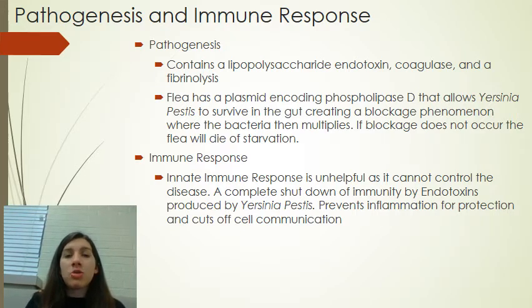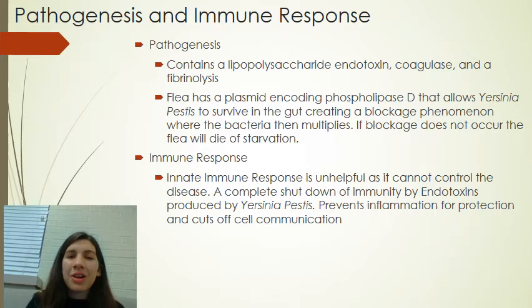And once the flea goes to feed again, normally on some form of human, it'll regurgitate the blood that it has inside of it, which has all of that bacteria, almost 5,000 different bacteria, that then goes back into the human and spreads through their system. If this blockage doesn't occur, the flea will die of starvation, causing the disease not to be spread.